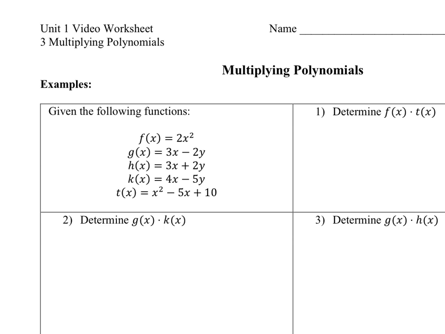Right, multiplying polynomials and multiplying functions. Okay, we're multiplying functions, which happen to be polynomials. These are our 5 that we're going to be using. So please just keep referring to that as you work through your problems.